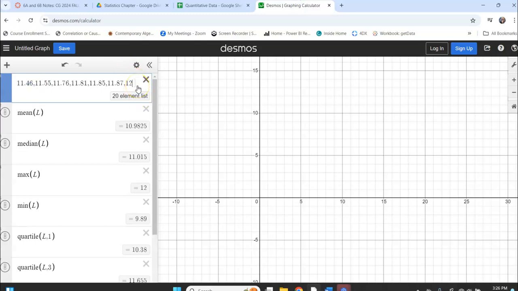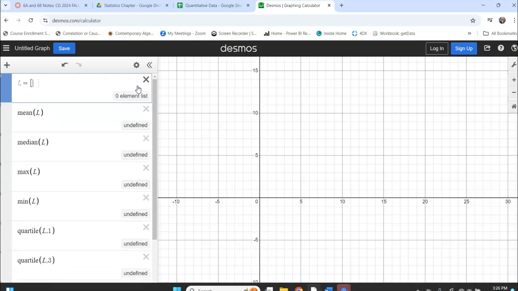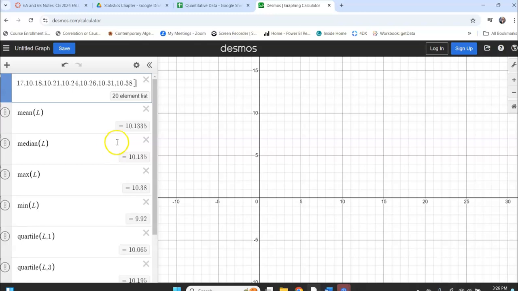And I can delete all of this. And this is why we should write down all the information. This time, notice that the mean is 10.13, 10.14, so we would consider the mean and the median are essentially the same. So that means that the graph would be symmetrical.